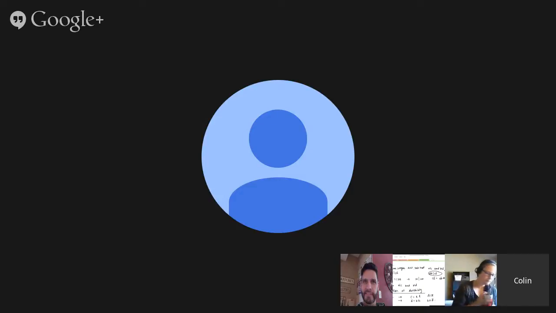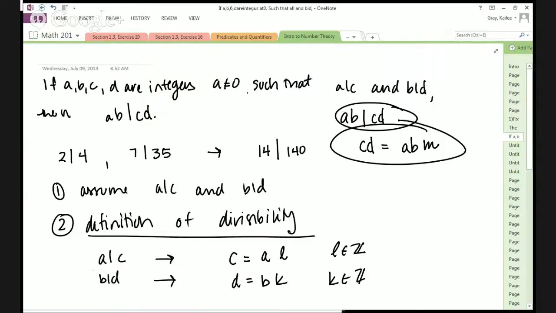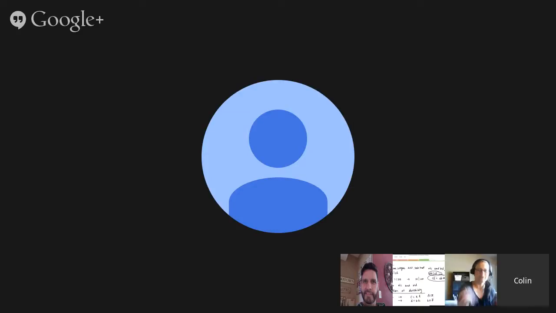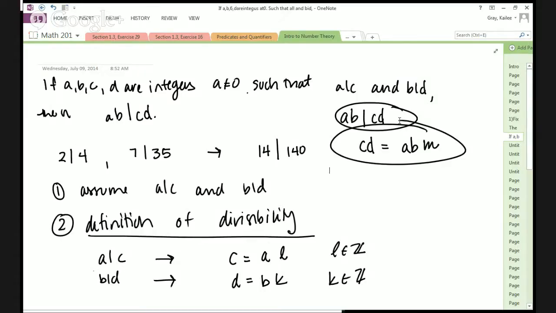So what is up closer to the top? You put CD equals ABM. Yep. So M could be L times K, wouldn't it? I think you've got it. We just need to take that vision and write it out, so that we can see how you got to LK, because I think that's what it is, but I'm not sure.